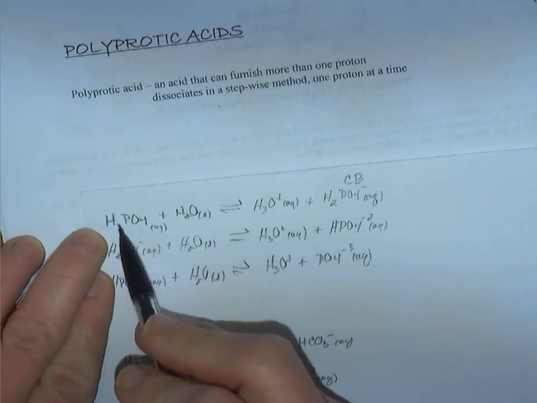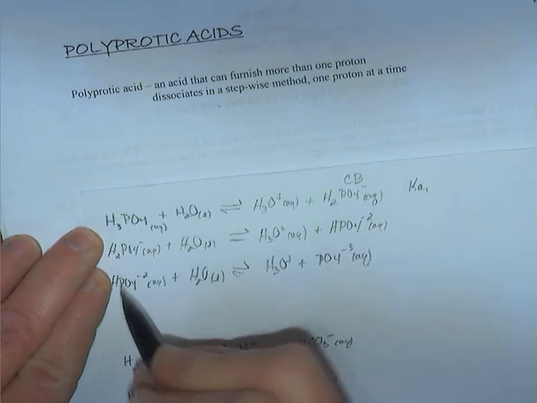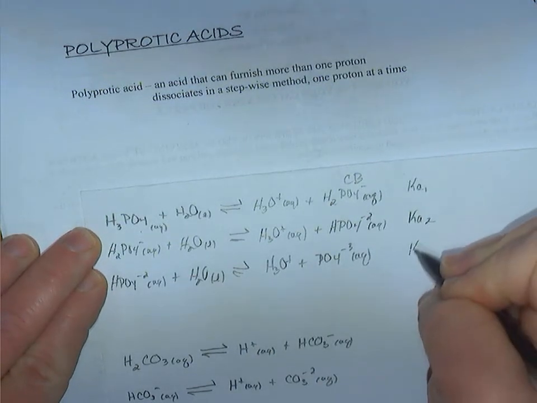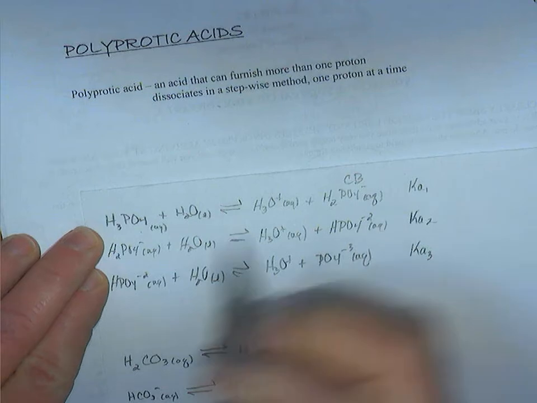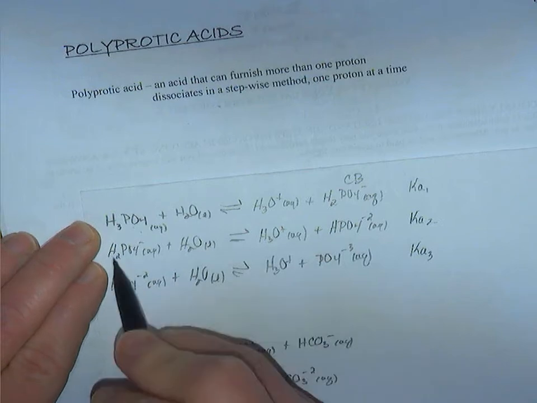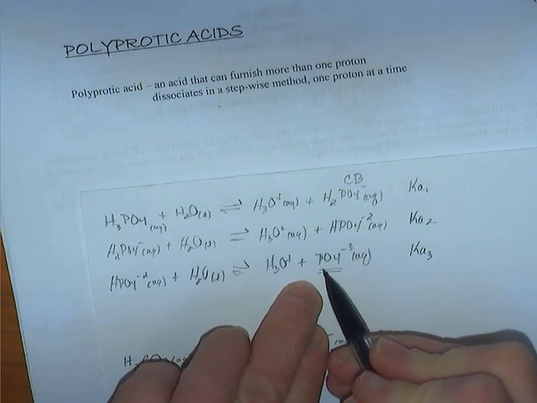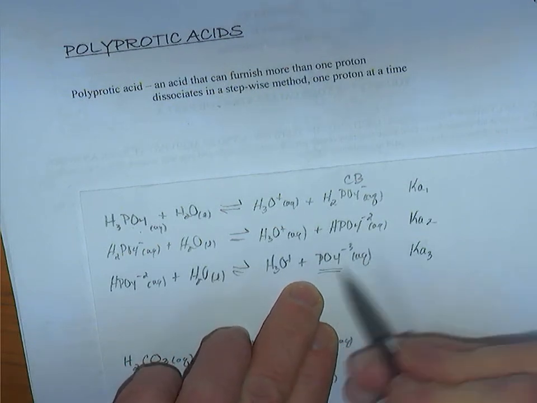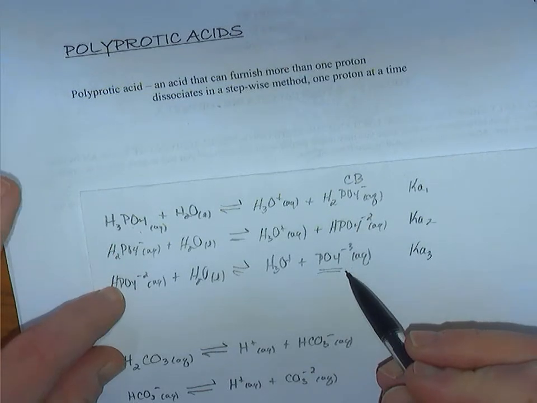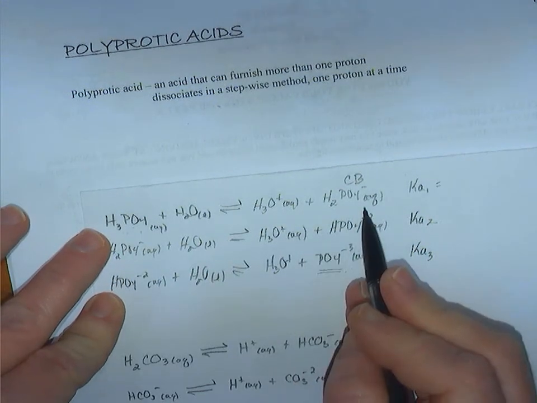the release of the first hydrogen we would describe with Ka1. The release of the second would be Ka2. The release of the third would be Ka3. The conjugate base of the first acid releases the second hydrogen. Then this conjugate base releases the third. And then, of course, this, as phosphate, doesn't have the ability to release any more hydrogen ion. So the consecutive ionization stops.